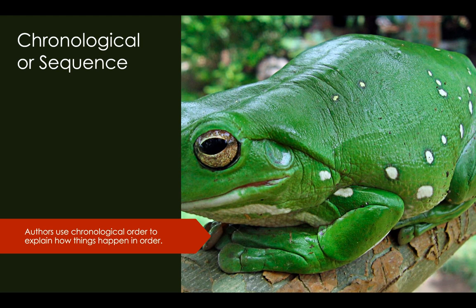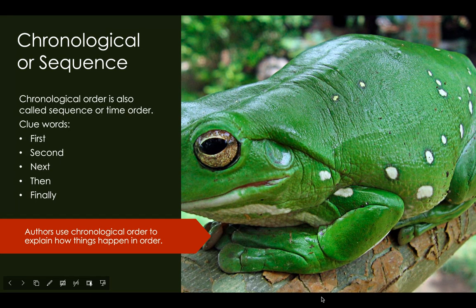Okay, so our next text structure is going to be chronological or sequence. Authors use the chronological order to help explain how things happen in a specific order. This can also be called sequential order or time order. There are some clue words for chronological order. They might be first, second, next, then, or finally.